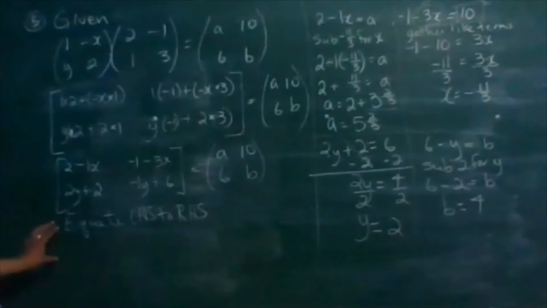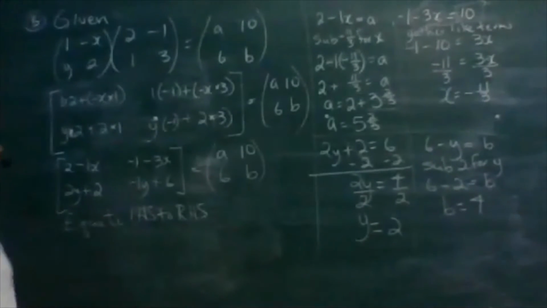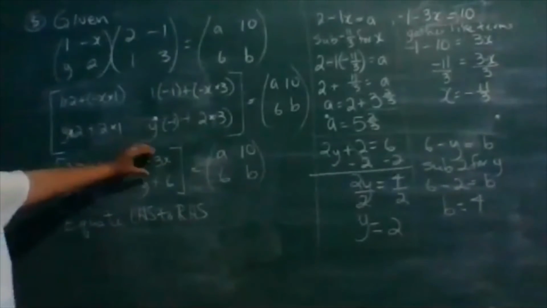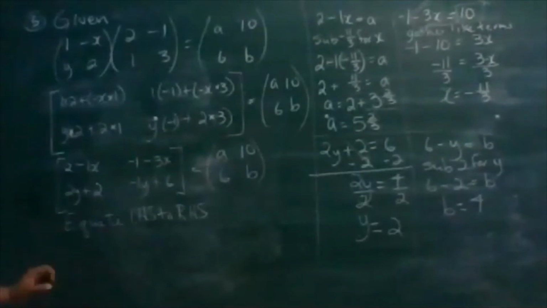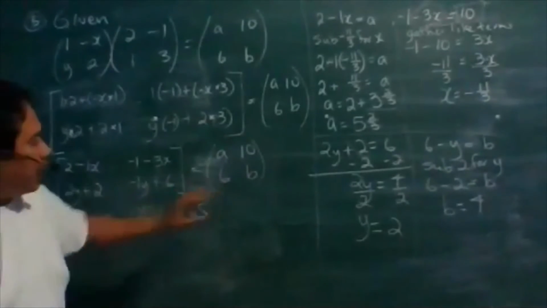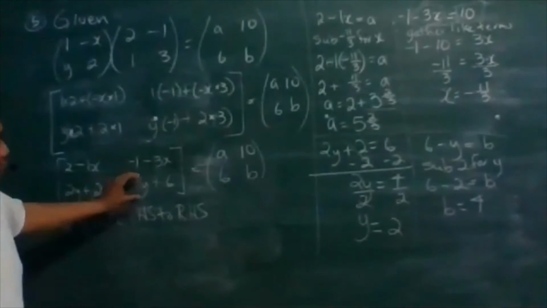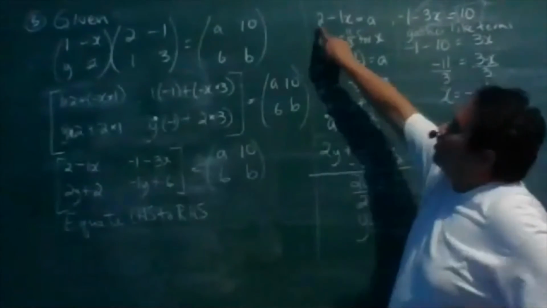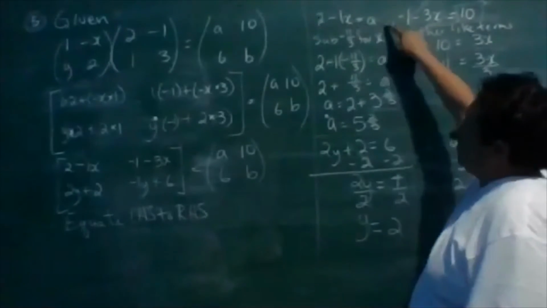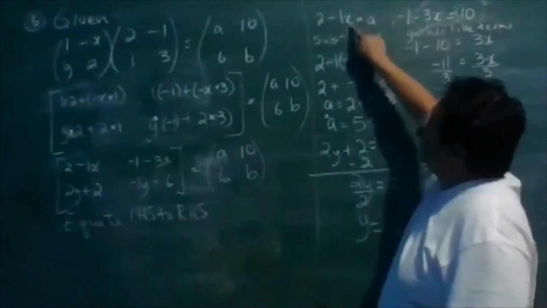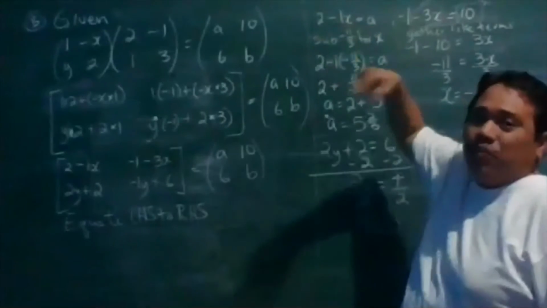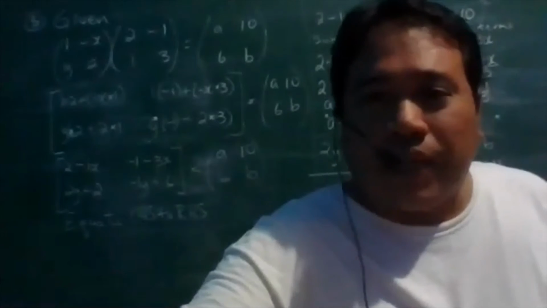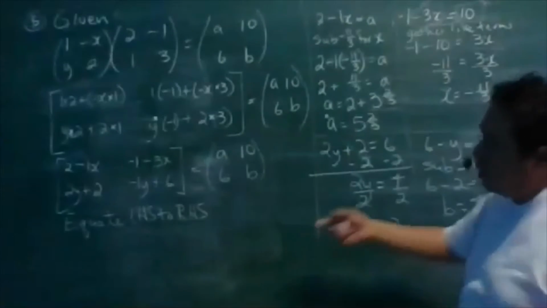I then equate the left hand side to the right hand side, meaning this first one is equal to that first one, this second one is equal to that second one, this third one is equal to that third one, and the fourth one equals the fourth one. So I have 2 minus 1x equals a, but since there are 2 letters, I cannot work it out. So I have to look at another one of the equations.